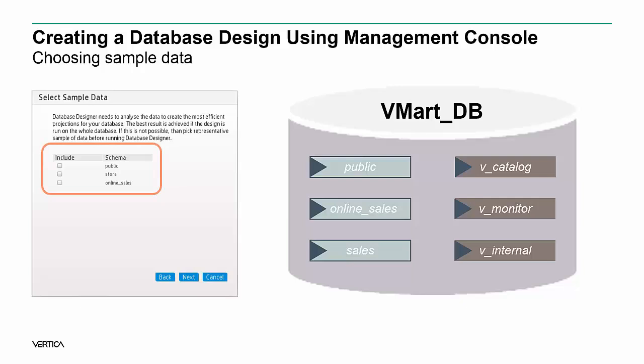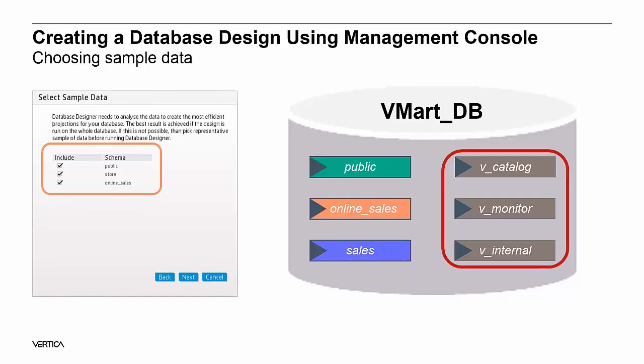From the wizard, select all of the schemas referenced in your queries. Whenever possible, we recommend that you use your whole database. The Vertica database also includes 3 schemas that control and monitor the Vertica database itself. These last 3 schemas will never be available for query optimization.